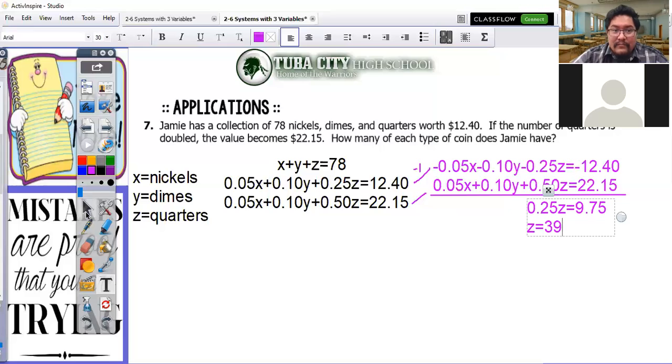Normally we would have to do an equation A and an equation B in order to get one variable. But this one was actually really good because we only did one of them and we already got one of them. We already know now that Z, or the number of quarters, is 39. But I don't know how much this actually helps us because we're going to have to find one more of these.